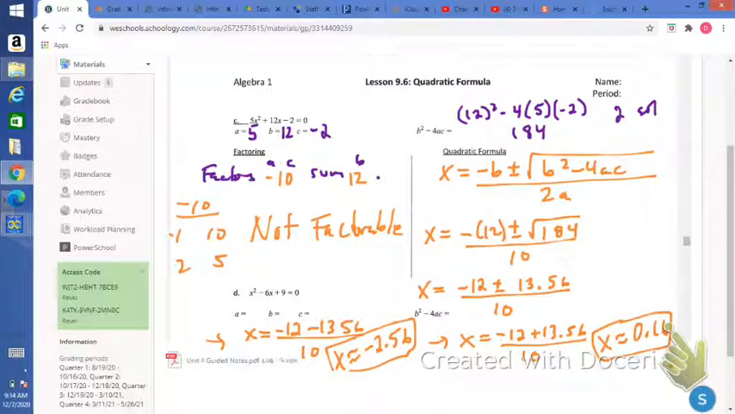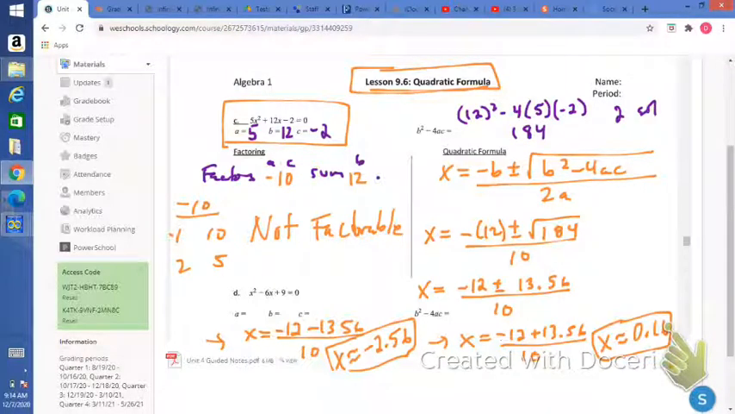Okay, so this last example, we saw the usefulness of the quadratic formula. We couldn't solve this by factoring. It was not factorable. So when that happens, you can either graph it or use the quadratic formula, because those will always work. Alright, so this wraps up lesson 9.6 on the quadratic formula.